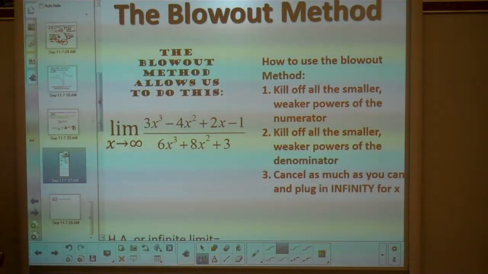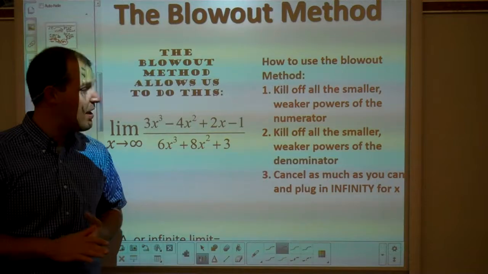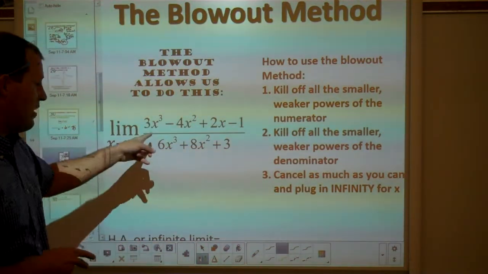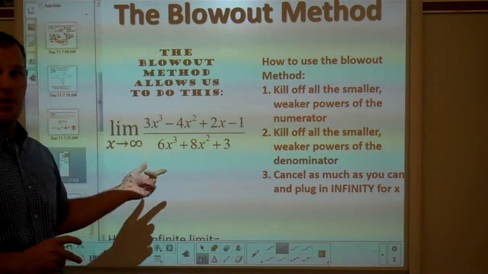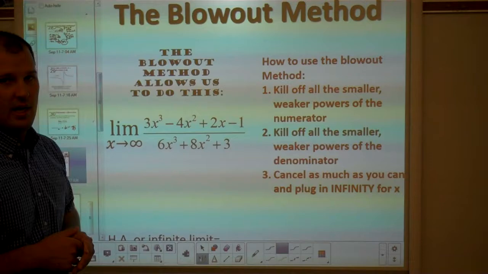And so the way we're going to do this with rational functions, we're going to use the blowout method. I've got the details of it over here. You probably remember this exact same method with the exact same name from when we learned how to find horizontal asymptotes of these same types of rational functions. I'm going to review it really quickly here. We're going to do a couple of examples, and then you can get off to practicing a little bit.